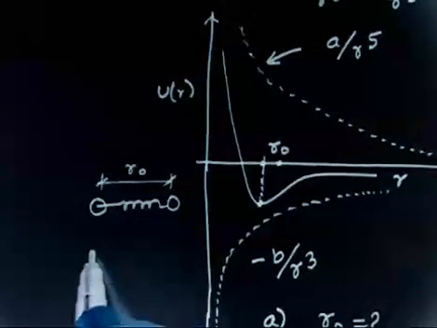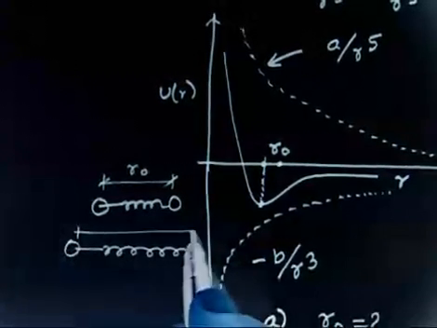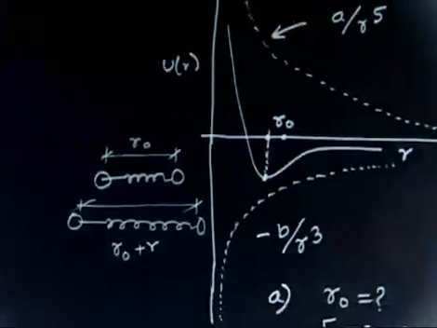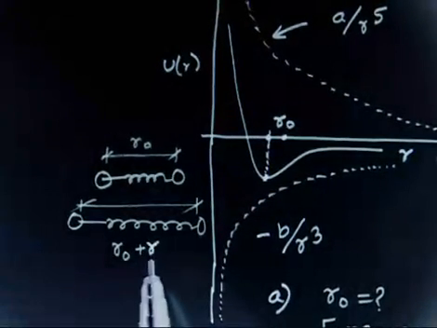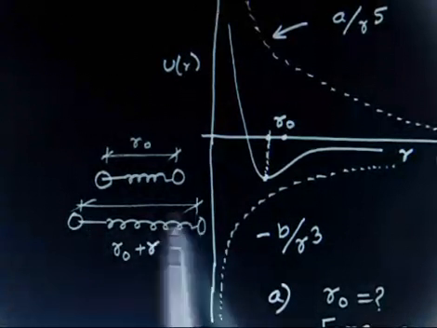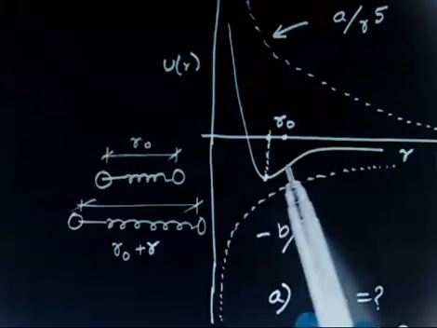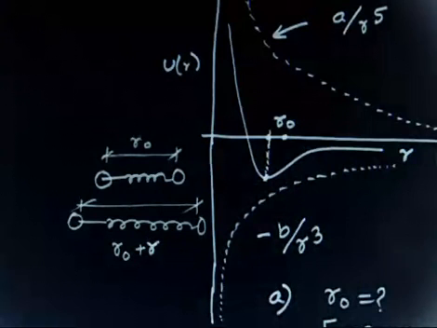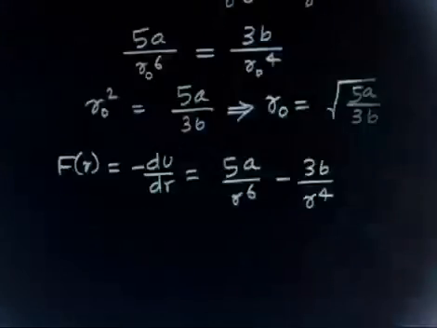Now if I somehow make this distance slightly larger, that is r naught plus a small r, and that small r is very small. If I am displacing this with a small r, the total distance is r naught plus r. Now I am interested in what is the force acting on this. If this force is acting in the minus r direction, then I can say this is performing SHM. So let us try to show this one.